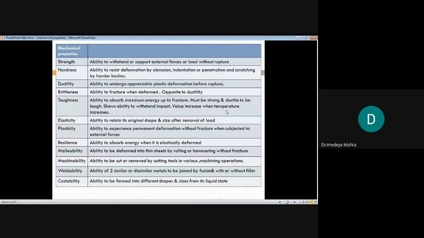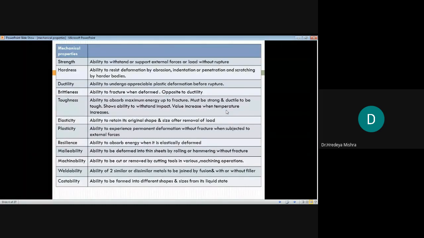Okay, in other words, what is the toughness? The amount of shock energy absorbed by the material before its failure takes place is called the toughness. Whatever different types of forces apply on the component, and the component's different resistive capacity against the different types of load application, that is the toughness.